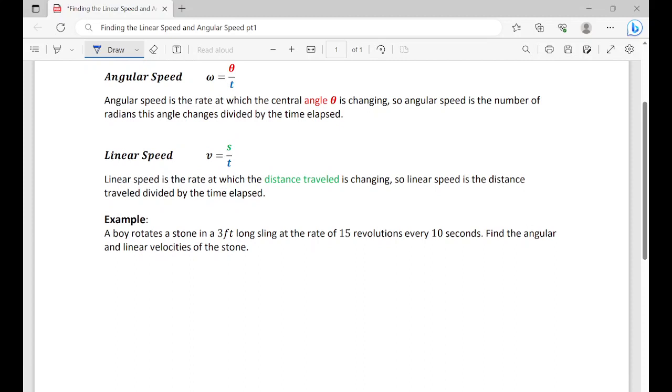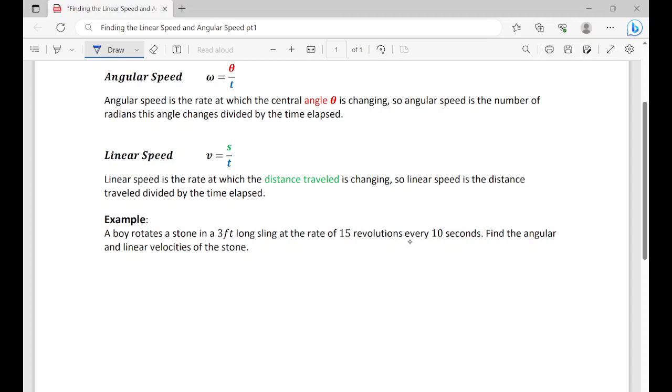So let's look at the question. A boy rotates a stone in a 3-foot long sling at a rate of 15 revolutions every 10 seconds. Find the angular and linear velocities of the stone. Angular speed is up here first, so let's do that one first. We're going to use the formula omega equals theta over t. So we need to know what theta is and what t is.